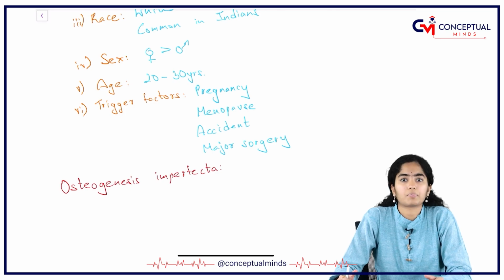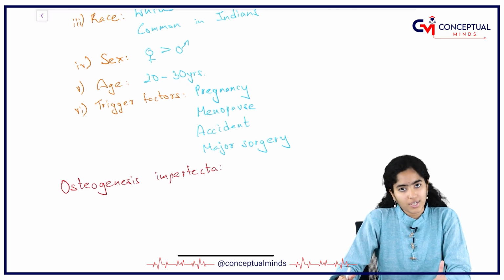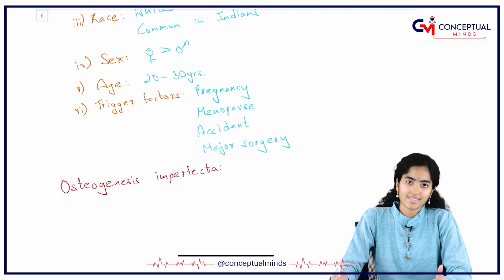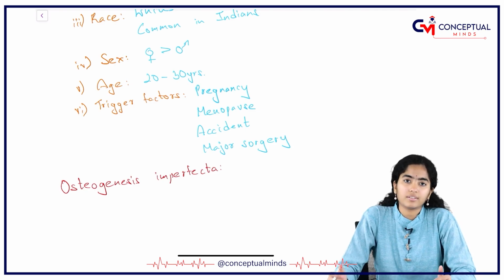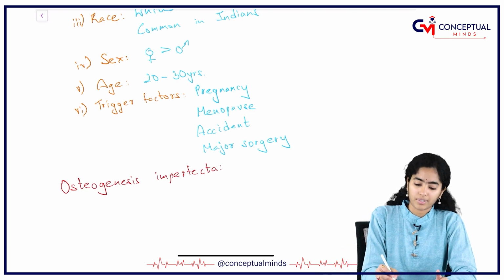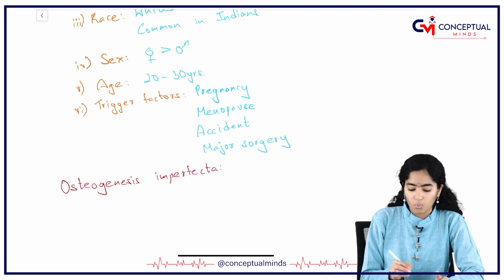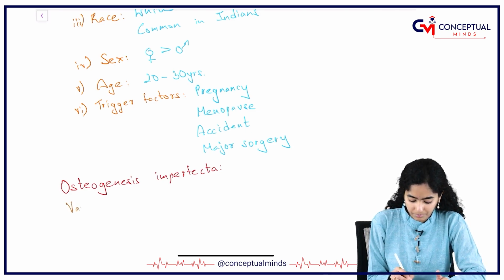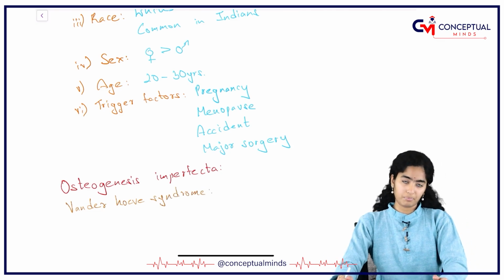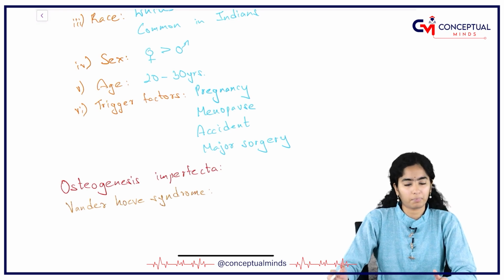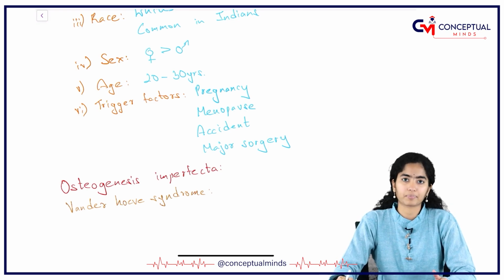Okay, that's osteogenesis imperfecta. Now, osteogenesis imperfecta plus blue sclera plus otosclerotic changes and conductive hearing loss can exist together. And the three of them form a triad which is called Van der Hoef syndrome. What is Van der Hoef syndrome? It's a triad of osteogenesis imperfecta plus blue sclera plus otosclerotic changes.